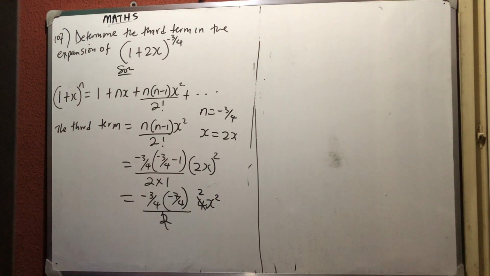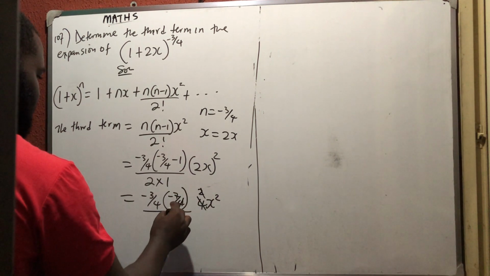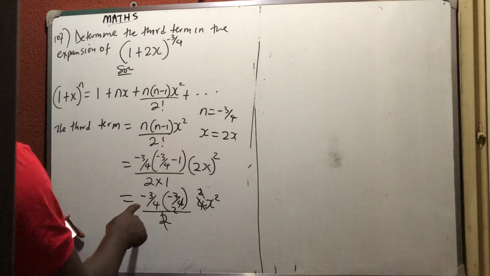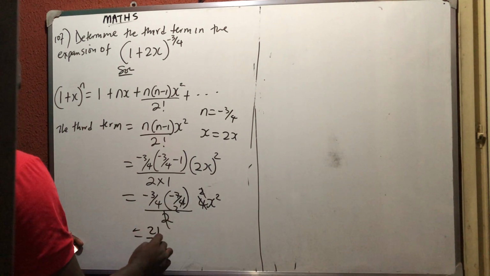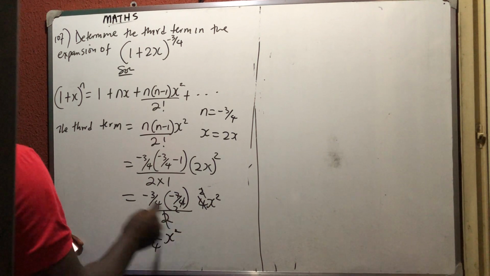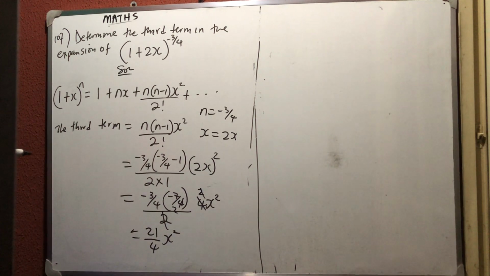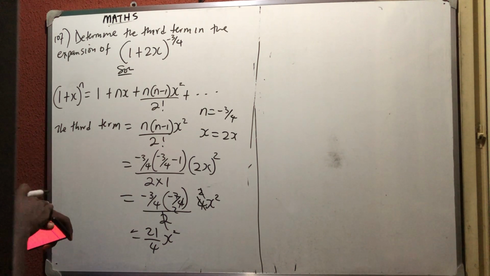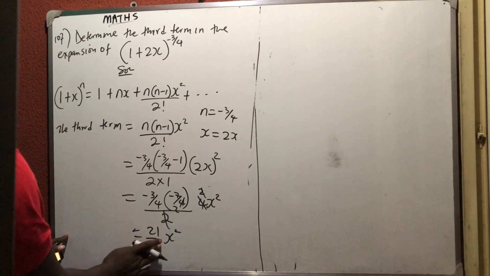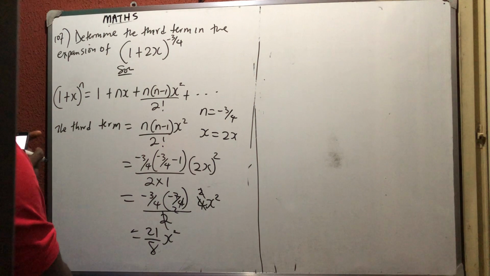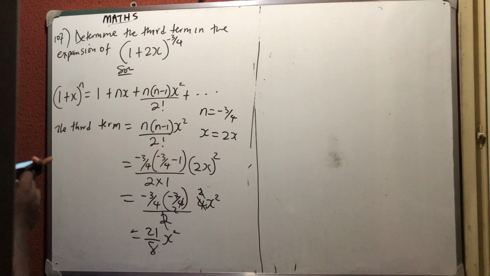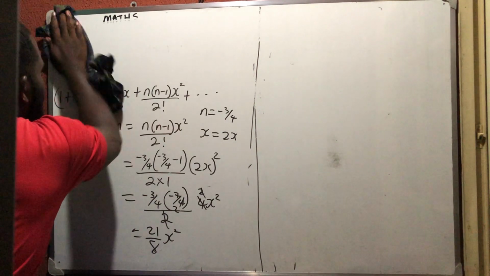Okay, so 2 remaining, 2 cancelling one of these is what? 2. So my answer is now minus times minus is plus. 3 times this is 21 over 4 x squared. 21 over 4 x squared. Is it 4? 4 times 2, 8. 21 over 8 x squared. That is the answer, C. 21 over 8 x squared. Okay, so let's go to the next one.